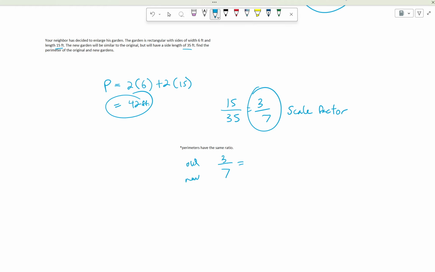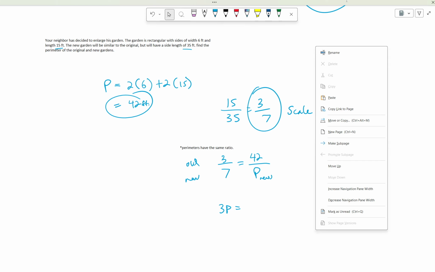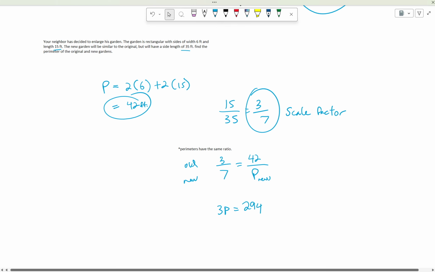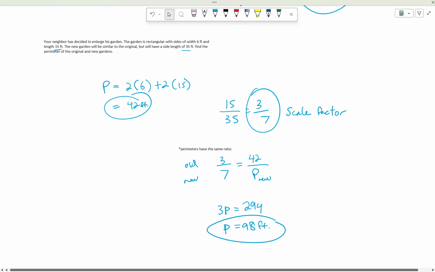The old one has a perimeter of 42, and now we need to find P for the new one. So 3 over 7 equals 42 over P, so 3P is equal to 7 times 42, which is, according to your calculator, 294, which is divisible by 3. 2 plus 9 plus 4 is 15, which is divisible by 3. So the new perimeter is 98 feet. So our perimeters, because they're linear, will have the same ratio and obey the same scale factor.